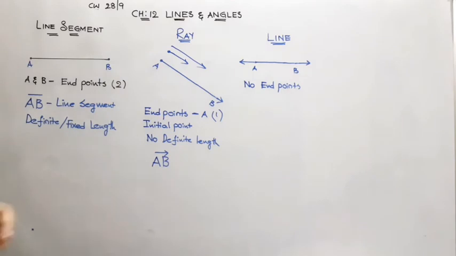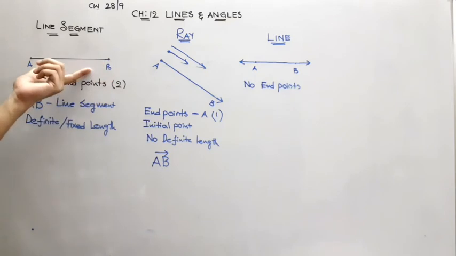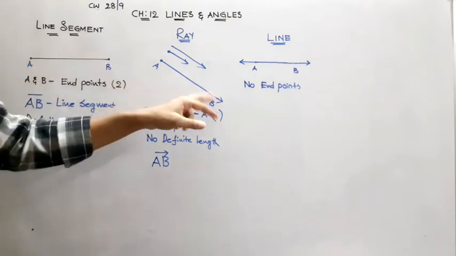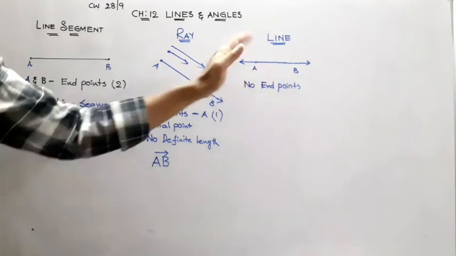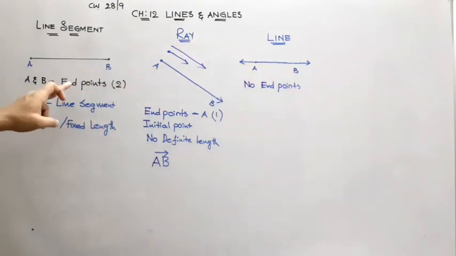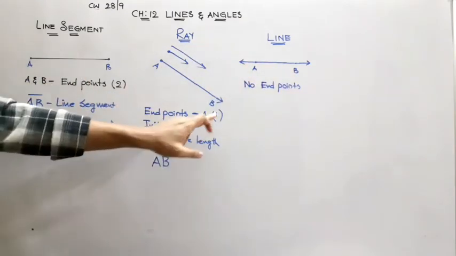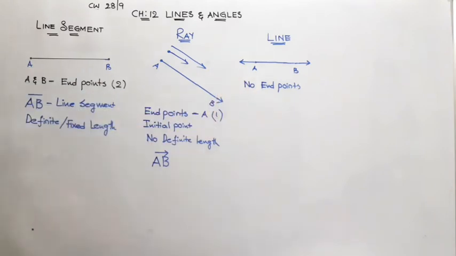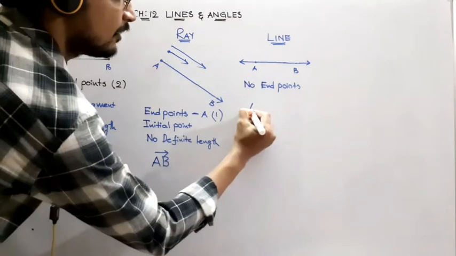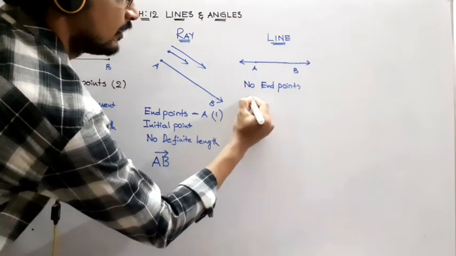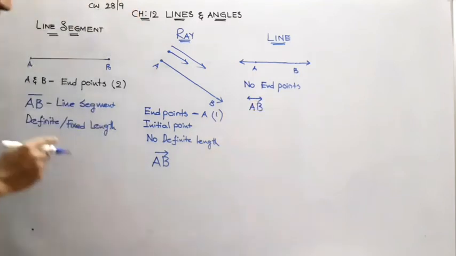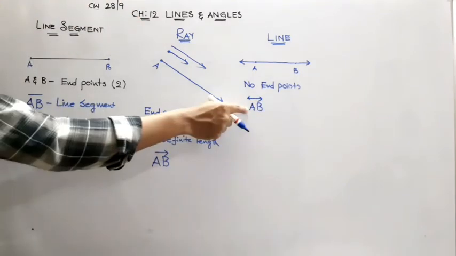Hope you are quite clear with this, children. Here both A and B are fixed. Here what we did, we released A. Here we released both A and B. Hence here endpoints are 2, here only 1 endpoint, here no endpoint. Such a figure we call a line. And the representation of a line is like this. Of all, these representations are very important, children.